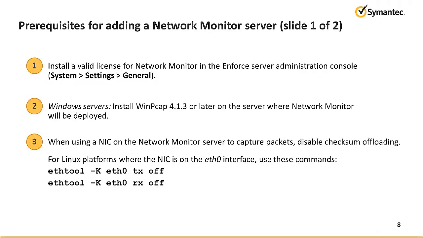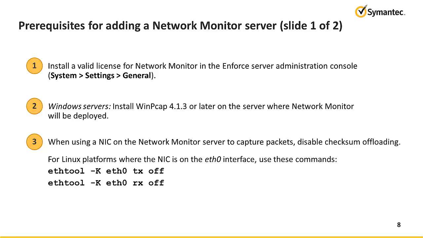There are several prerequisites that must be met before a Network Monitor server can be added to a Symantec DLP environment. Number 1. Install a valid license for Network Monitor in the Enforce Server Administration Console. 2. If you are using a Windows server to host Network Monitor and want to use an NIC on the server to capture packets, you must install WinPCAP 4.1.3 or later on the Windows host. 3. If you are using an NIC on the Network Monitor server to capture packets, disable checksum offloading for the NIC. Certain checksum algorithms work by modifying network packets and adding empty checksums.